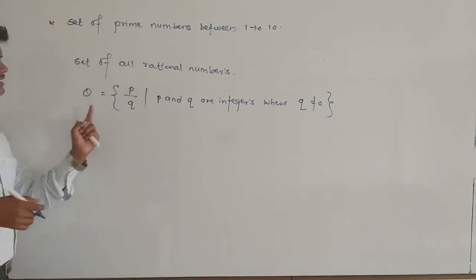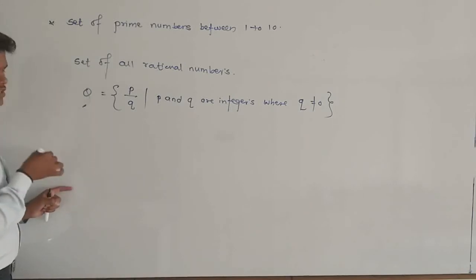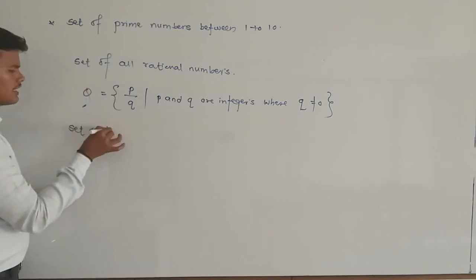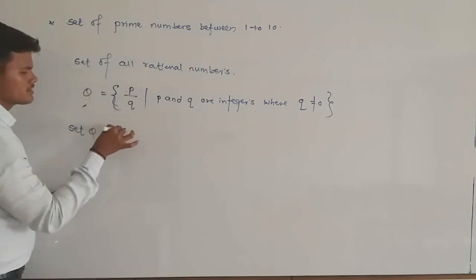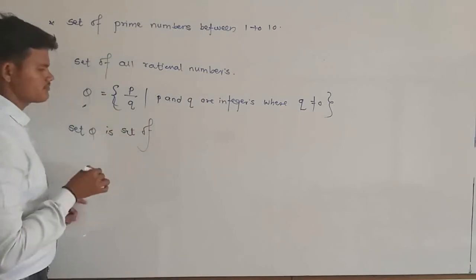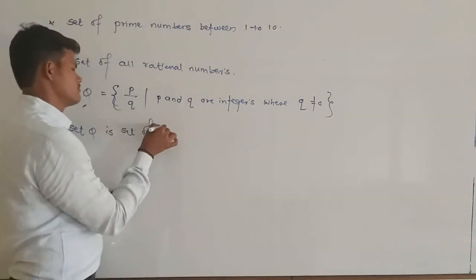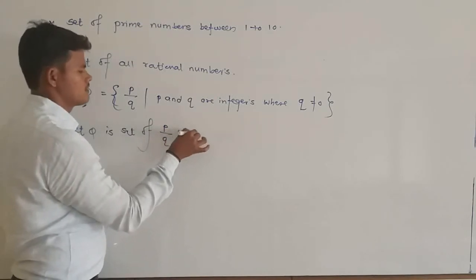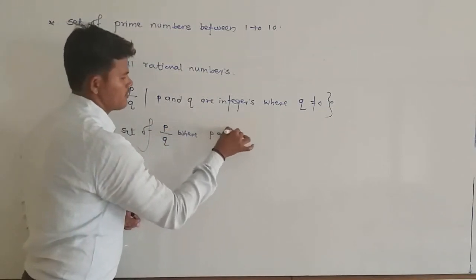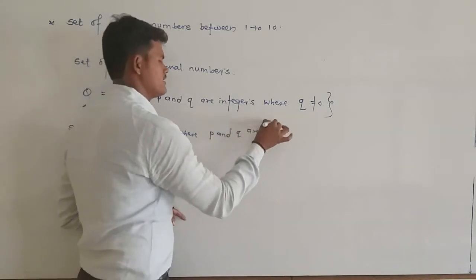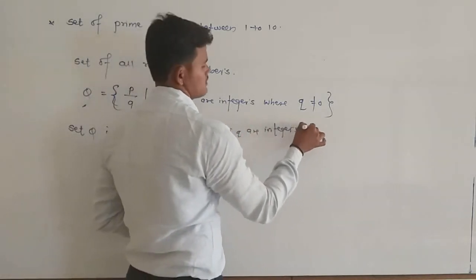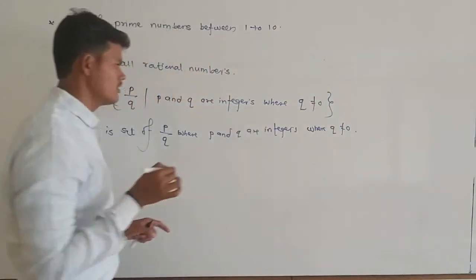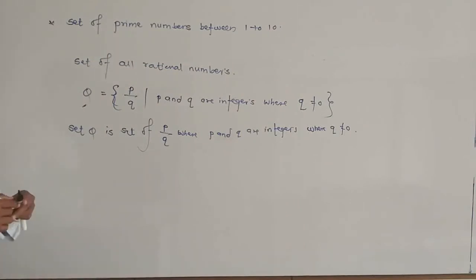Now, how to read this set? What is the name of the set? Set Q. So set Q equals, the curly brackets mean, set of P by Q, where P and Q are integers, where Q is not equal to 0. This is how we are reading a set.